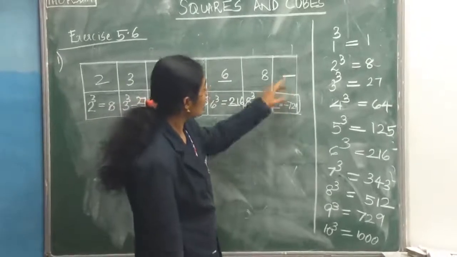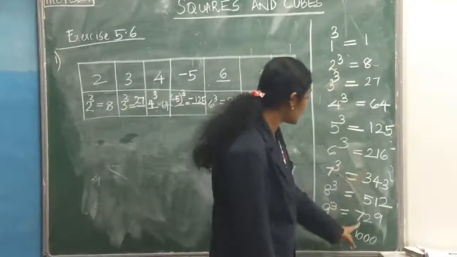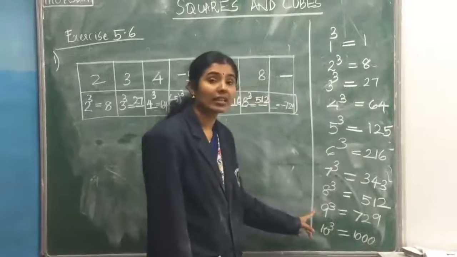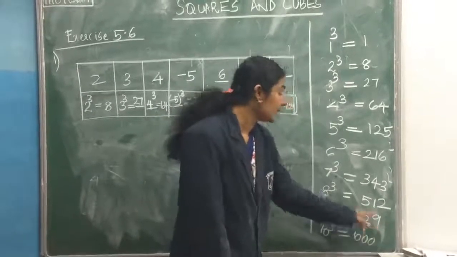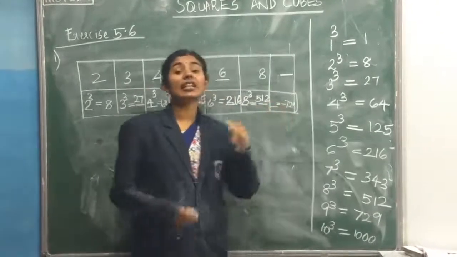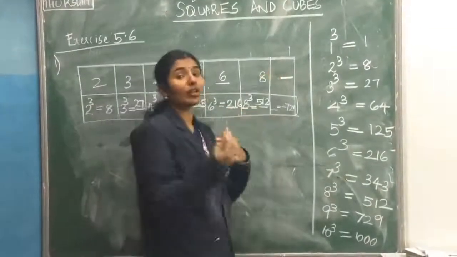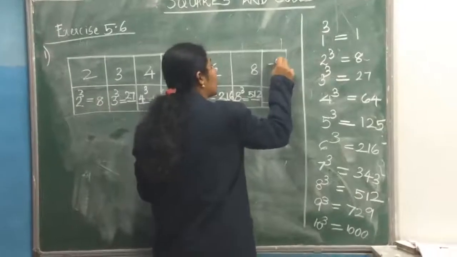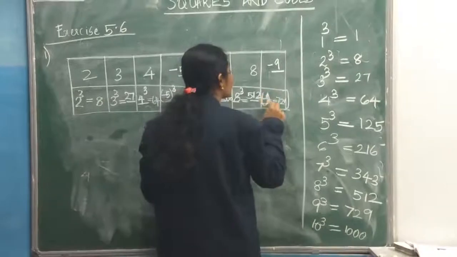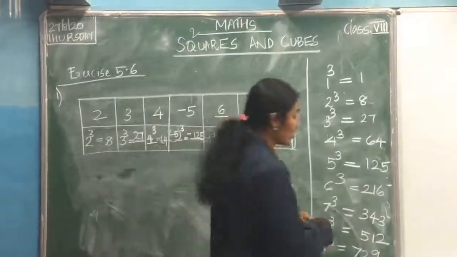Last one: dash equal to -729. See, which number is getting the minus? 729 is the cube of 9. But in this answer they have given a negative sign. So which number should you write, positive or negative? Negative number, -9. So -9 cube is -729.